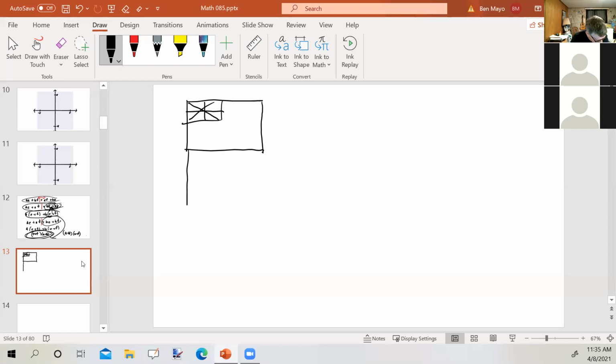So we've got this flag and it says the length is twice the width. So if this is the length and this is the width, the length is being compared to the width. If the width is X, the length is twice the width, so the length would be 2X. Are we okay where I got that X and 2X from? Any questions there?